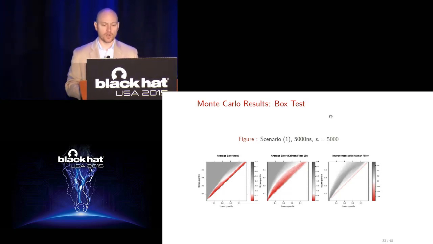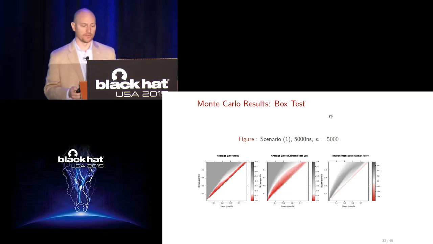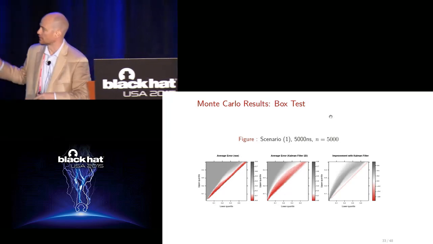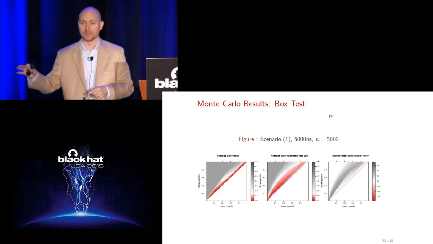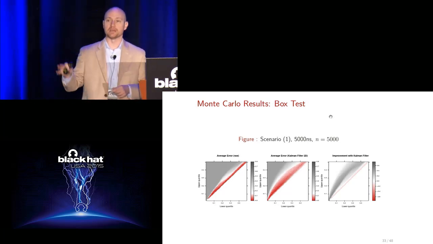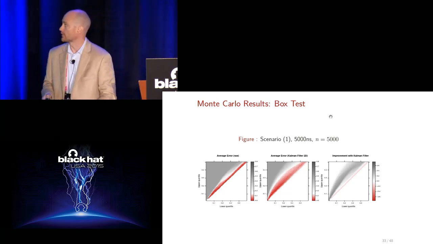And then on the far right, you see the improvement in the Kalman filter, and I mixed up the coloring here. But in the far right one, the gray is where the Kalman filter has done better, or the Kalman filtered data has done better than the raw data with the box test.